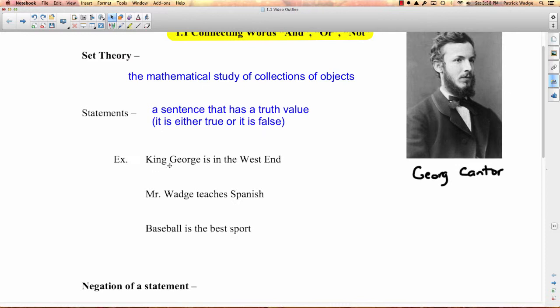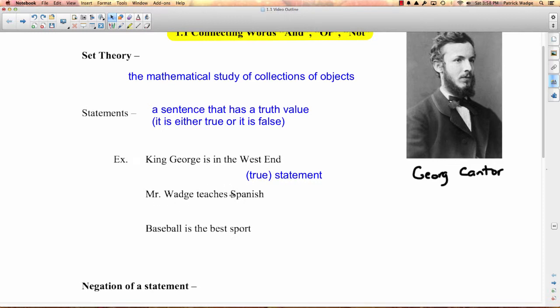So if I say something like King George is in the West End, is that something that's either true or false? Yeah, it is. This is a statement. Is it a true statement or a false statement? It's a true statement, right? It's true that King George is in the West End of Vancouver. I suppose you could say, well, West End of what? But I'm intending to say here, is King George in the West End of Vancouver? Yes, it is. This is a true statement.